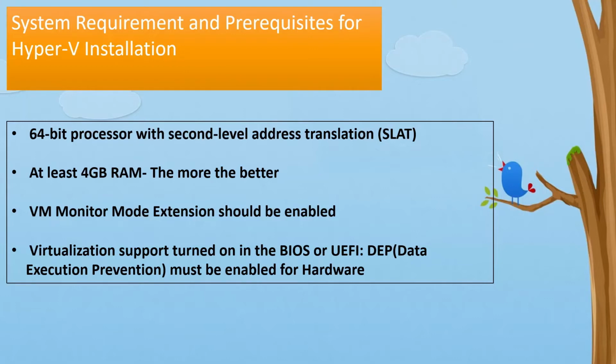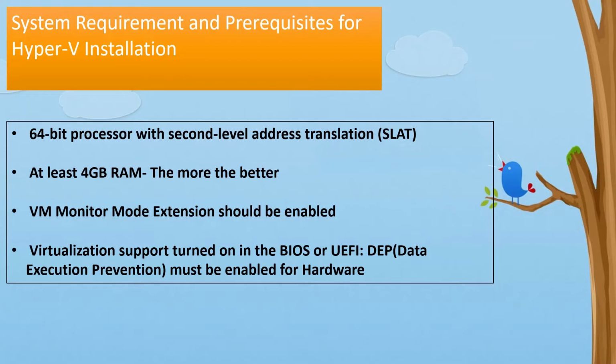Your hardware should have at least 4 GB RAM. That is the minimum requirement for Hyper-V installation. And if you can have more RAM, nothing better than that, because the more RAM or the more resources you give your hardware, the better your hypervisor will work with your virtual machines. And VM monitor mode extension should be enabled. VM monitor mode extension comes with hardware and it should be enabled for virtualization to work on that hardware.